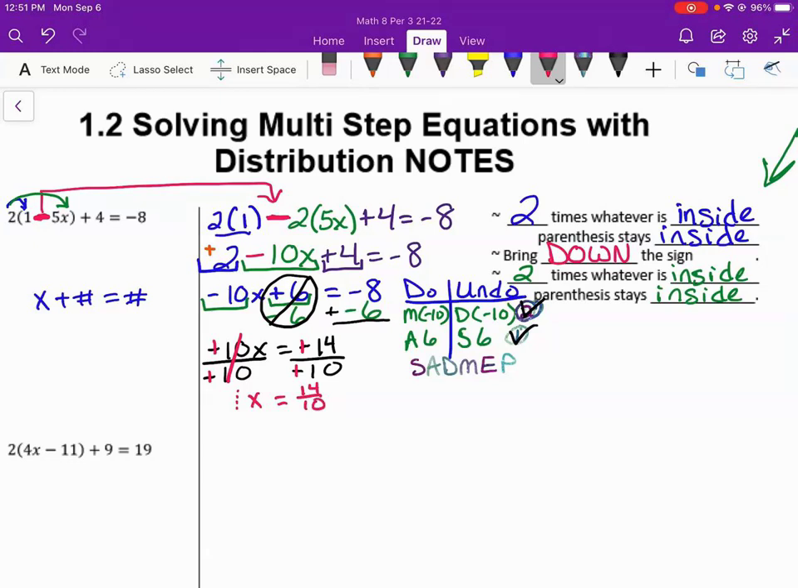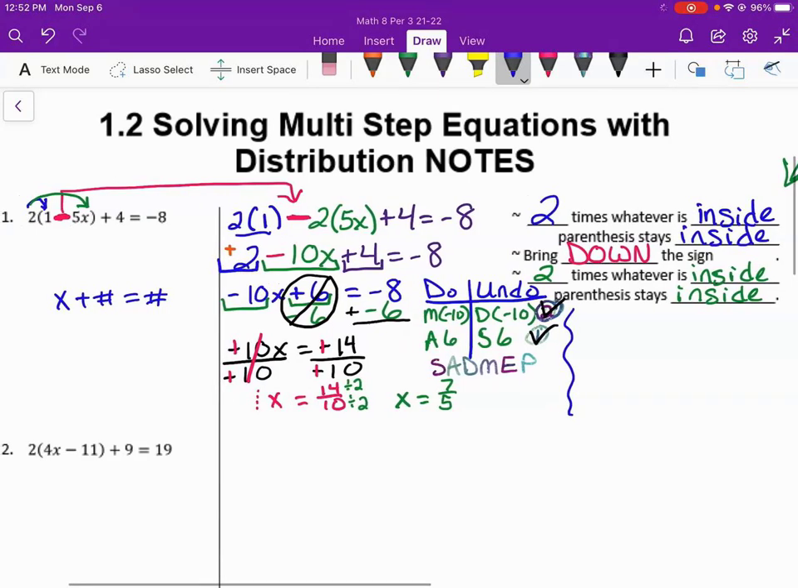And then on this side, I have 14 over 10. Well, that quite frankly is ugly. But you all know, look, I have two even numbers. So I'm going to divide top and bottom both by a 2. And that's going to give me x equals 7/5. Now, I am going to leave it as 7/5 to do my check step because that will make my life so much easier. So, check step.